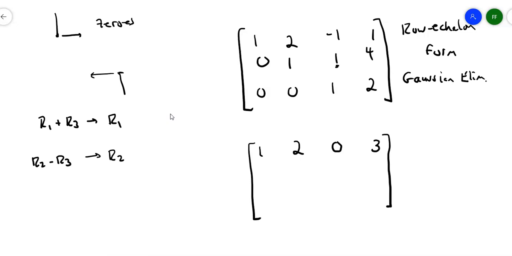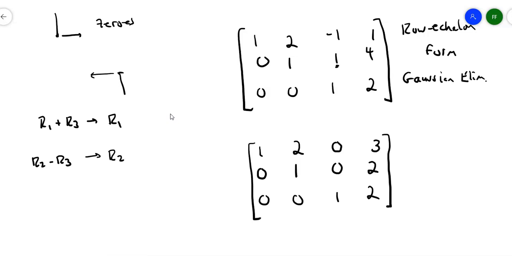So 0 minus 0 is 0. 1 minus 0 is 1. 1 minus 1 is 0. 4 minus 2 is 2. So I'm taking row 2 minus row 3. Answer goes in row 2. And then row 3 stays unchanged. 0, 0, 1, 2. All right, so I've gotten rid of the coefficients here in the third column.